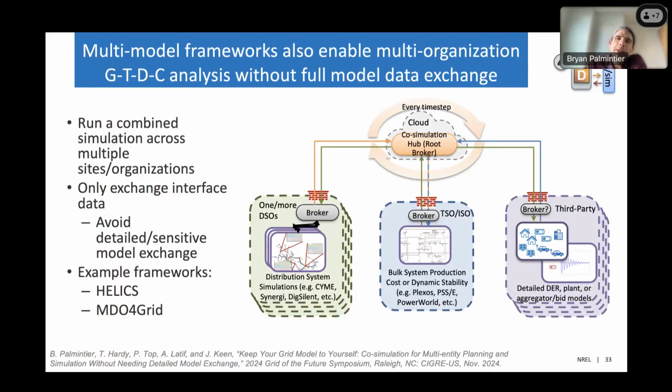Both this co-simulation and co-optimization multi-model frameworks do allow an interesting paradigm where different organizations could be running their models in separate places and sharing the data through the cloud. So that's an opportunity, or not even the cloud, it could be through a VPN if you'd prefer. That's an opportunity for overcoming some of the challenges of integrated modeling.